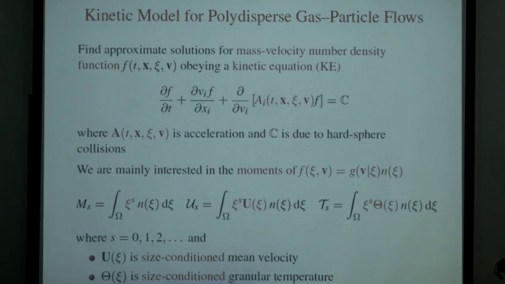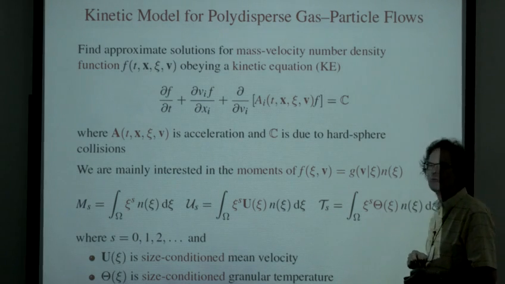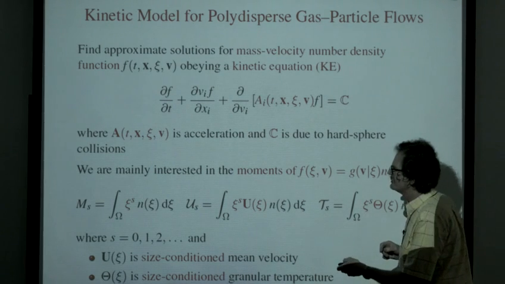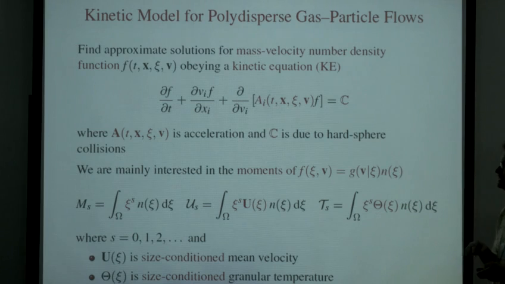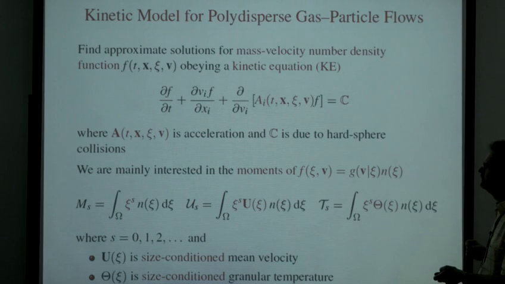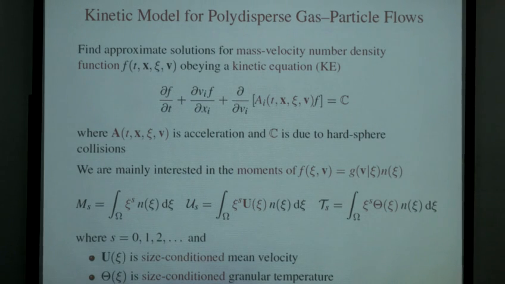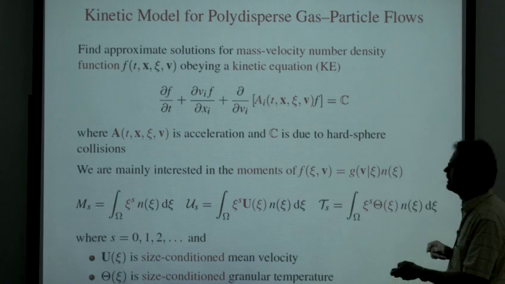It's an integer parameter. The zeroth order moment is the number of particles per unit volume. If this is mass, the first order moment, S equal to 1, is the mass density of particles, et cetera. And as you go up, you can use more and more moments to get a more and more complete description of the size distribution. So those will be m_s.